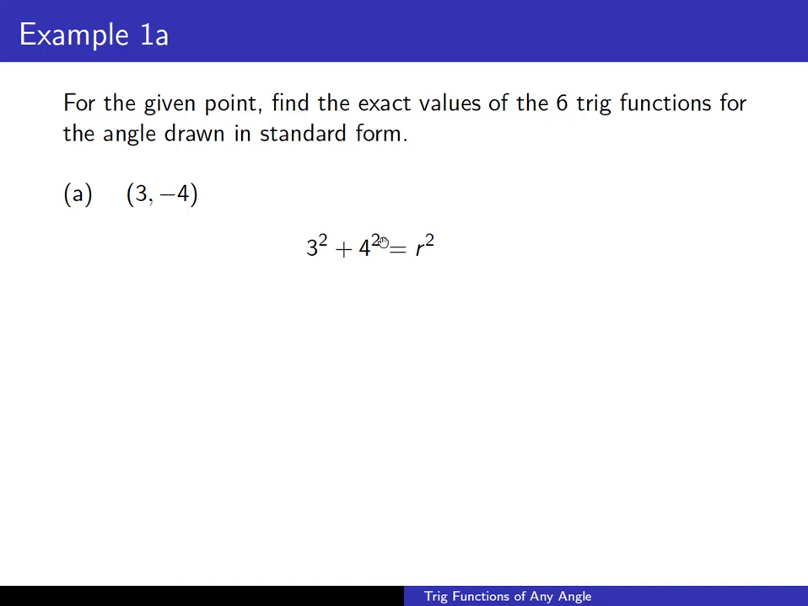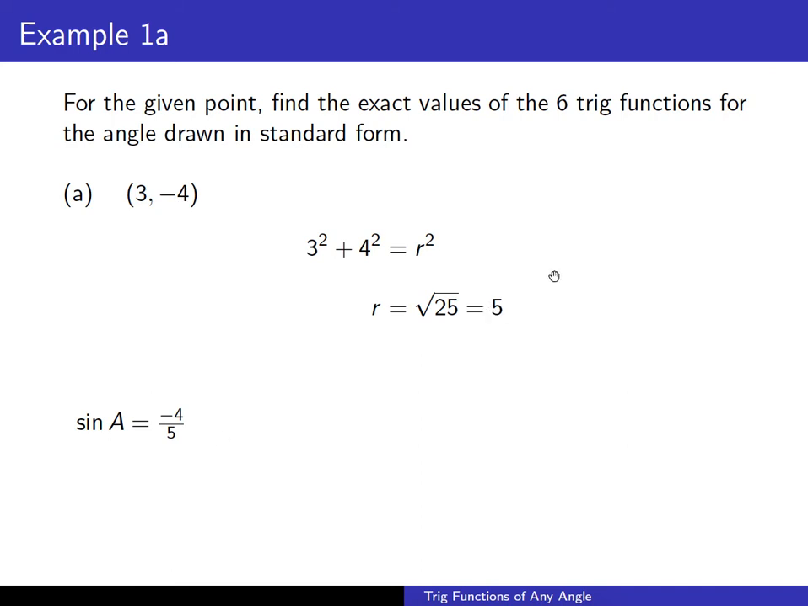So if you just ignore the negative number, you should be okay. 3 squared plus 4 squared is r squared. We get r squared is 25. So when we square root 25, we get 5. So our sine is going to be y over r, which is negative 4 over 5.